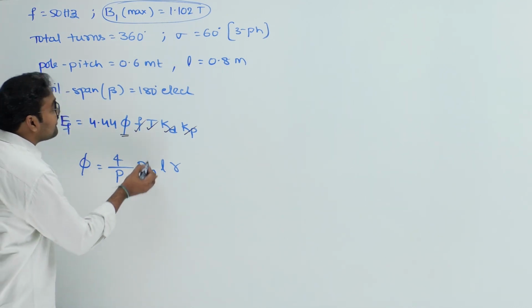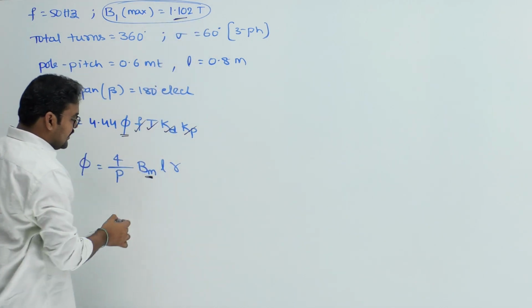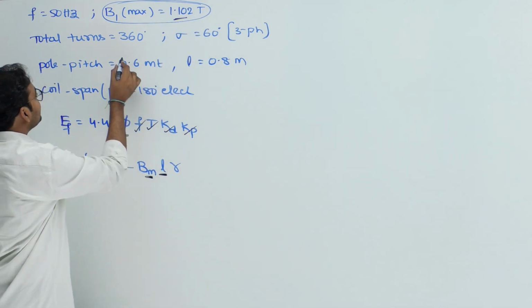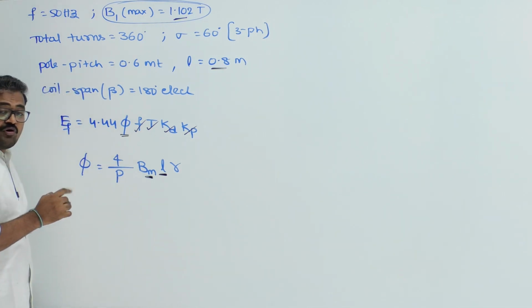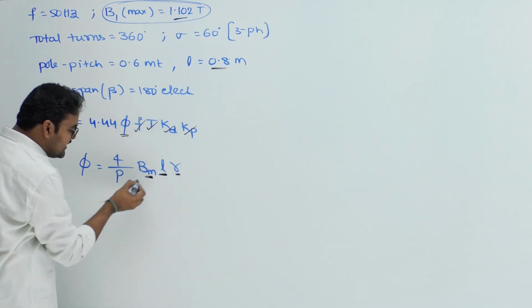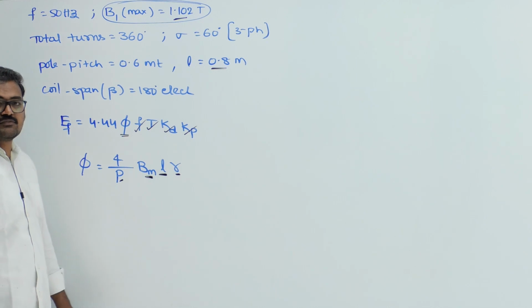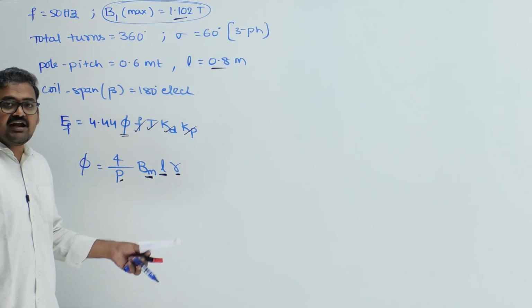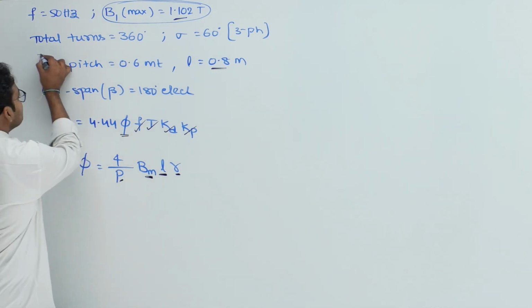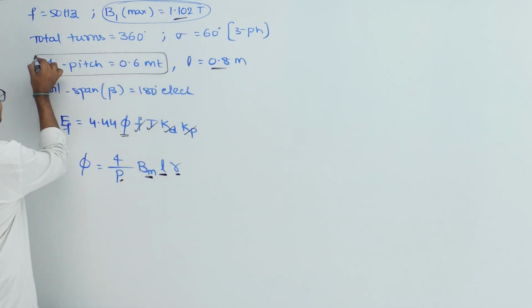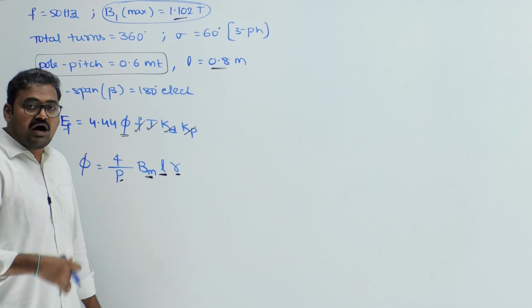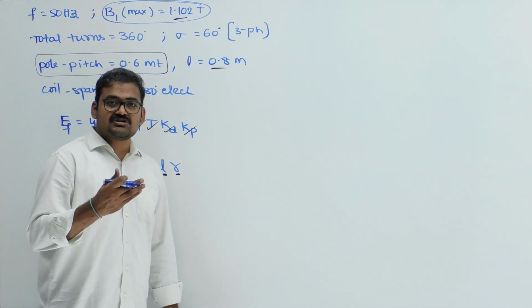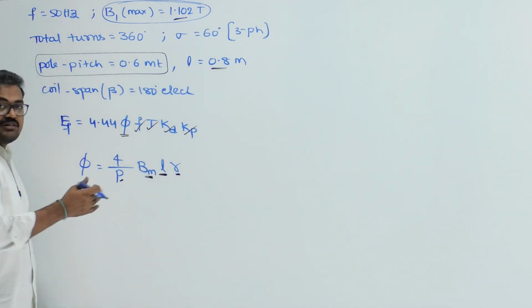Already the maximum flux density is given. Axial length of the core is also given. What is the length? 0.8 meter. Therefore, the only unknown here is radius and number of poles. So, to calculate radius and number of poles, I must use this information. Pole pitch is equal to 0.6 meters. So, how do you calculate pole pitch and radius and P, all this information?